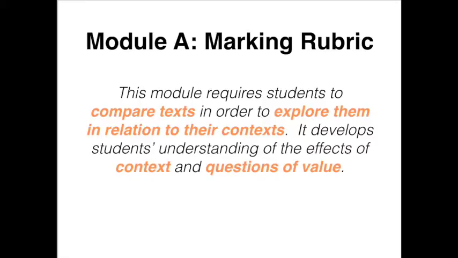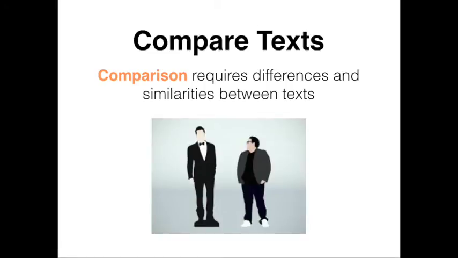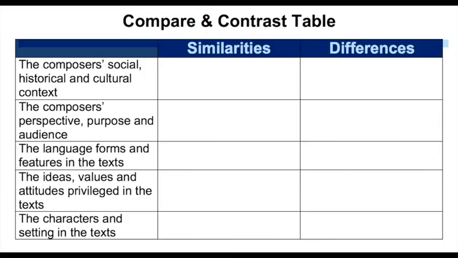The opening paragraph of the Module A rubric explains that this module requires students to compare texts in order to explore them in relation to the context. It develops students' understanding of the effects of context and questions of value. Firstly, the rubric is asking you to compare texts, and comparison requires differences and similarities between texts. Therefore, there are few exercises more beneficial than creating a simple graphic organizer where you compare and contrast the texts.